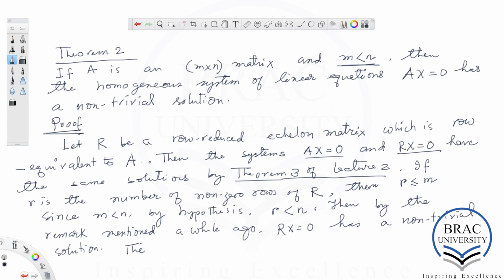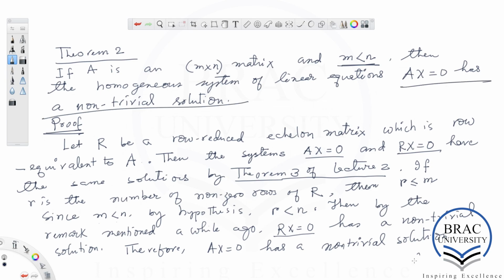Therefore, we already know that Rx = 0 and the system Ax = 0 have the same set of solutions. So if Rx = 0 has a non-trivial solution, so does the system Ax = 0. Therefore, Ax = 0 has a non-trivial solution. Okay, good. That's what we wanted to prove. QED. So that's the proof of Theorem 2.